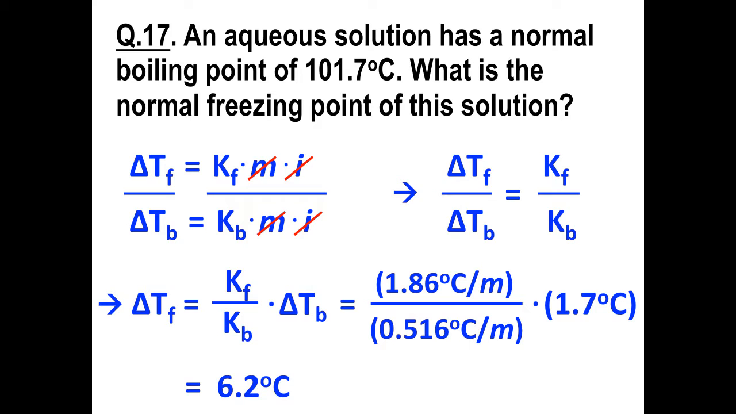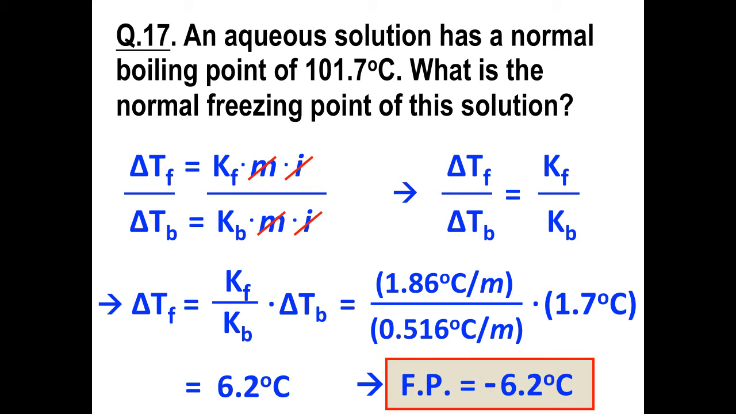And then note, that's the delta T. The question asks for the normal freezing point of the solution, so the 6.2 degrees Celsius is the amount of freezing point depression. Therefore, the actual freezing point of the solution is negative 6.2 degrees Celsius, because that's 6.2 degrees Celsius below the freezing point of the pure solvent, water, and that, of course, freezes at 0 degrees Celsius, at least under normal conditions.